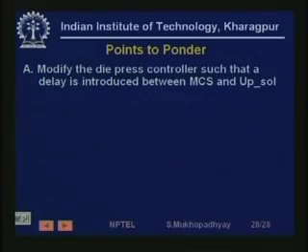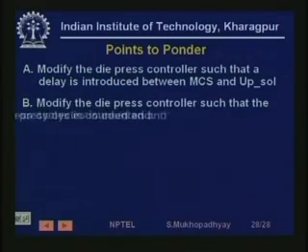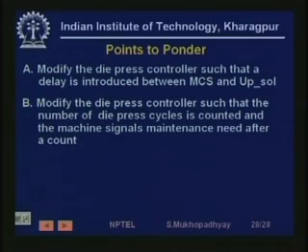So, coming to the end, we have the usual points to ponder. For example, you could try to modify the die press controller such that a delay is introduced, that is, after the master control switch is put on and the up solenoid goes on, there is a delay. You can try to put that in by modifying.